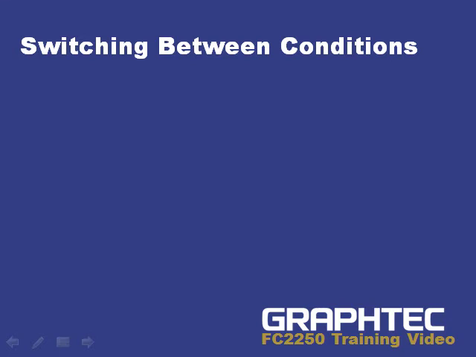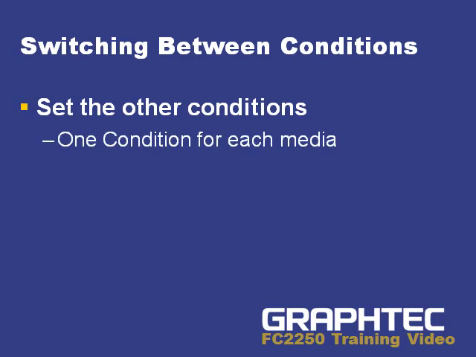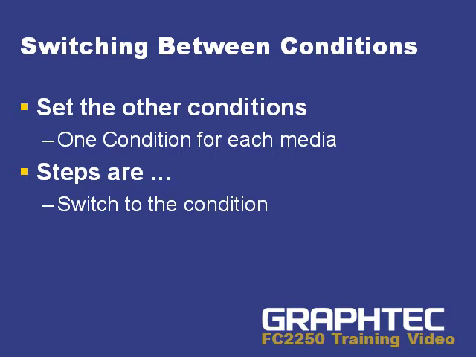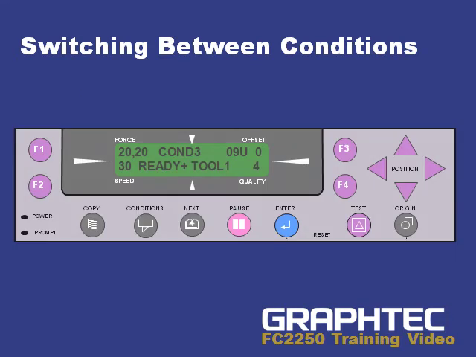Well, now that you know how to set up a condition by changing the different values within the condition, now what we want to do is set the other conditions. One condition for each media that you're using. The steps to set the conditions are: first, switch to the condition. Next, press the condition key. And the third, go ahead and change the values, which we've already covered. Now let's see how this works on the control panel.